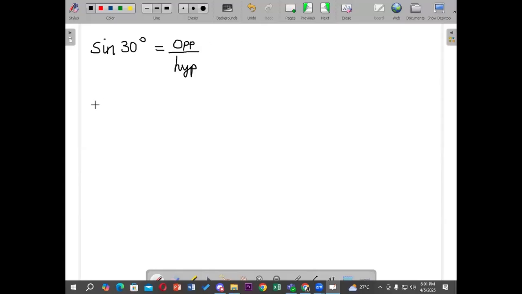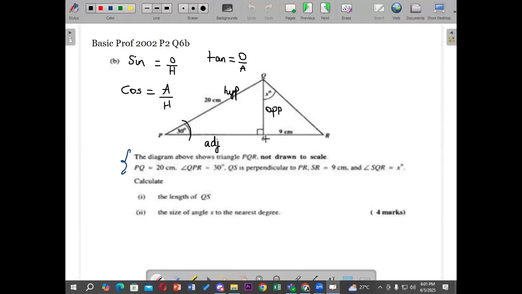From here, what I'm going to do is substitute what I know into my ratio. I know my angle is 30 degrees. I don't know the side QS, but I do know that QS is the opposite side, so I'm just going to replace the notation in the statement. And the hypotenuse was given to us. What is the hypotenuse of the triangle? What am I going to replace the hypotenuse with? What value?